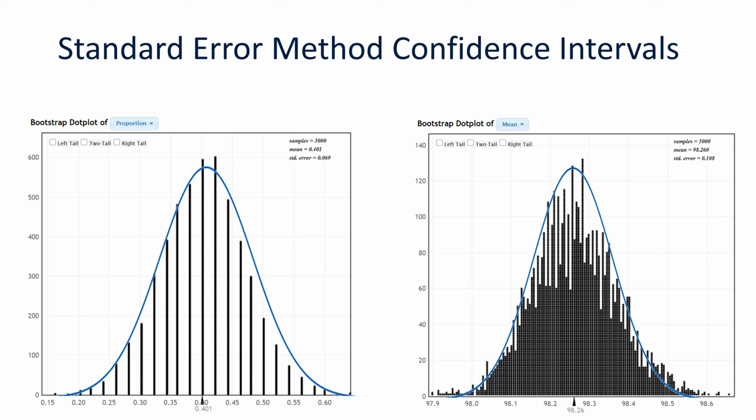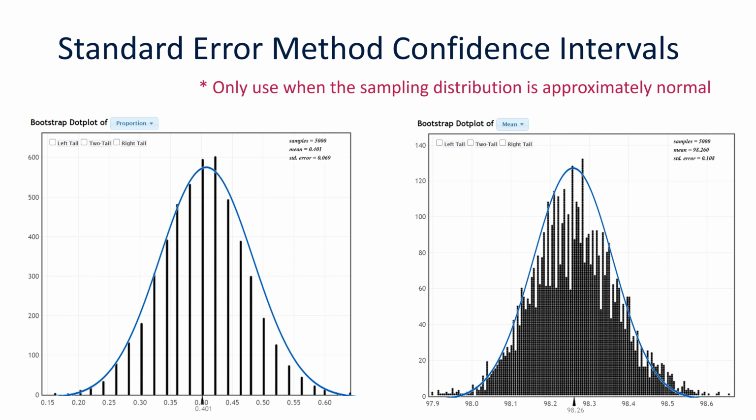Our last topic to cover in this lesson is the standard error method of constructing confidence intervals. You may have noticed that the Bootstrap sampling distributions we've constructed for both a proportion and a mean have a similar shape. They're both similar to a normal distribution, and this is often the case. Particularly when we're working with larger sample sizes, the Bootstrap sampling distributions will often be approximately normally distributed. When the Bootstrap sampling distribution is approximately normally distributed, we can use the standard error method to construct a confidence interval.